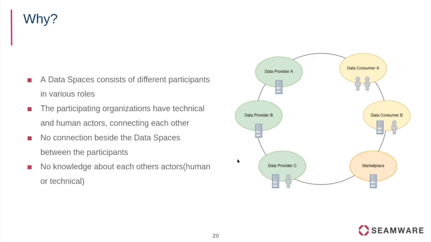Besides being part of the data space, there is no other connection between those participants. So data provider A does not know anything about data consumer A, besides the fact that they might become part of the same data space. And they especially don't have any knowledge about each other's actors. So data provider A does not know the humans that act for consumer A. And consumer A does not know about the technical services that act for data provider B.